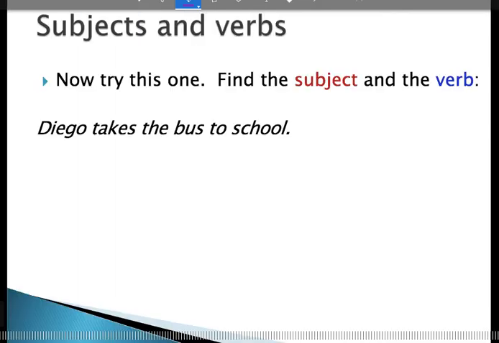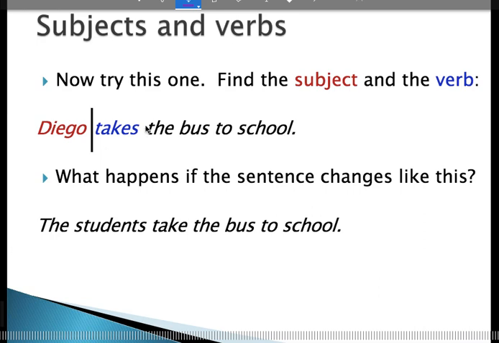So let's take a look at another example. Diego takes the bus to school. Find the subject and the verb. So first we ask ourselves, well, what's the action? Well, he's taking. Who or what is doing that action? Diego. So we found our subject and we found our verb. Our verb is takes, our subject is Diego.